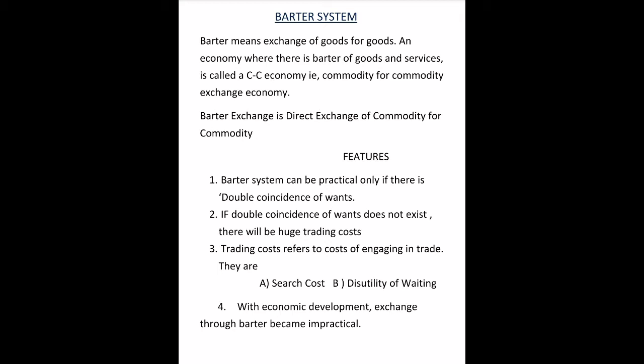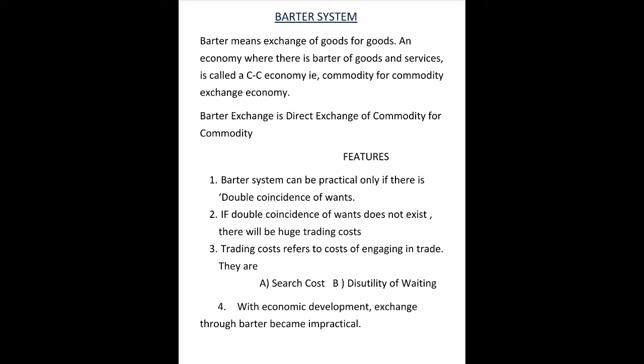The first one is that the barter system can be practical only if there is double coincidence of wants. The second feature is, if double coincidence of wants does not exist, there will be huge trading costs. Third, trading cost refers to the cost of engaging in trade. They are search cost and disutility of waiting. And the fourth feature is, with economic development, exchange through barter became impractical.